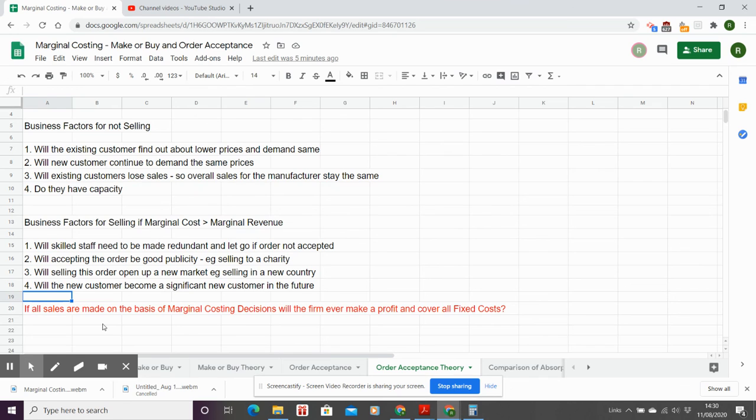And that will link into a quick video I'm going to make straight after this one, looking at marginal costing and absorption costing. Right, there'll be a worksheet for my students.